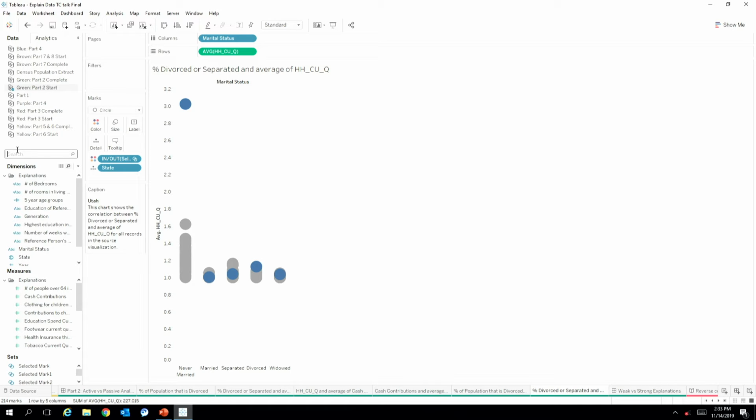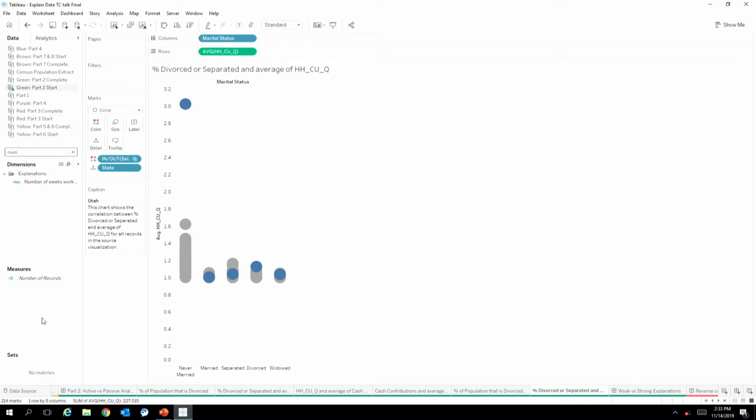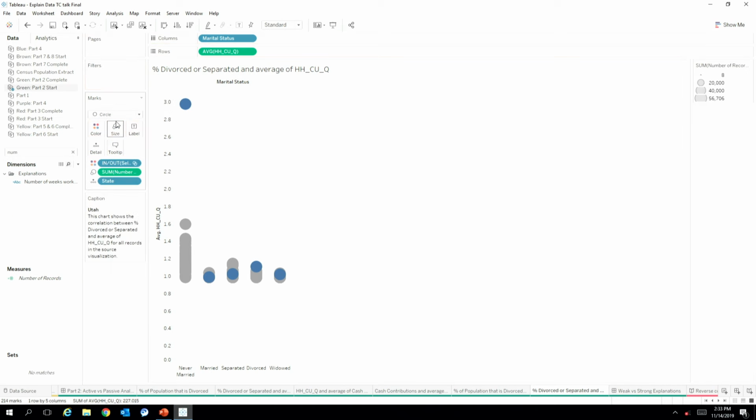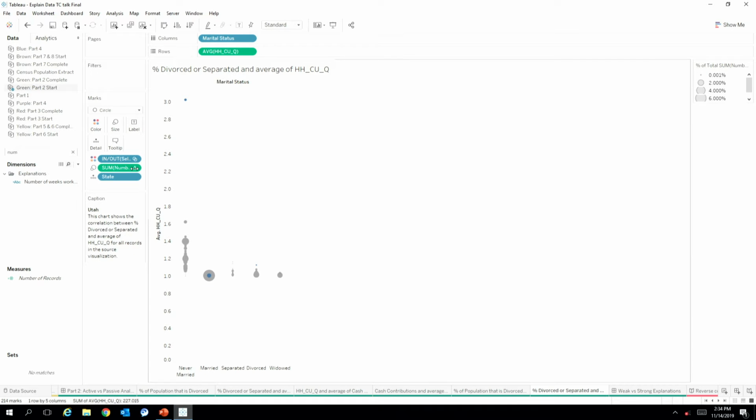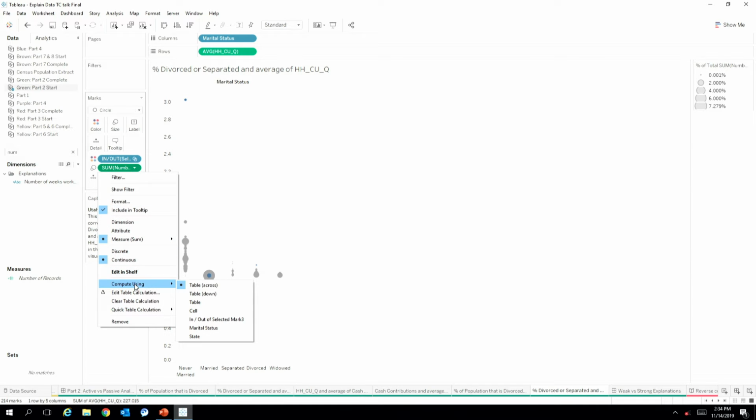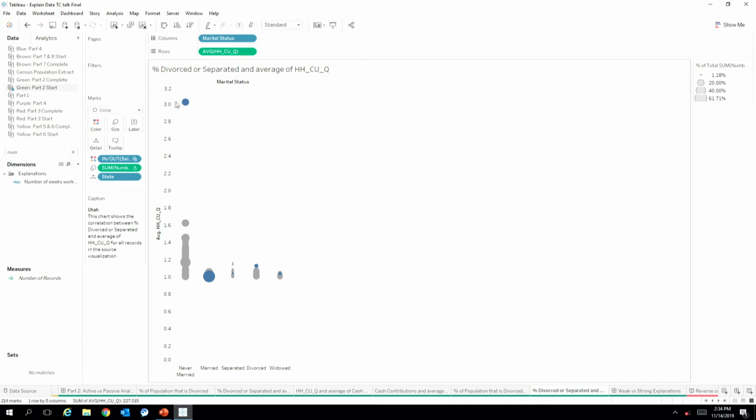And so at this point, let me also see what proportion of the Utah population has that marital status. So if I grab the number of records and then drop that on size, and let me just do a percent of total quick table calc so that it's not being thrown off by California. And let's compute that along the marital status. And so here you can see that a quarter of the population of Utah is unmarried and living with, on average, 3 consumer units per household, which is rather interesting.